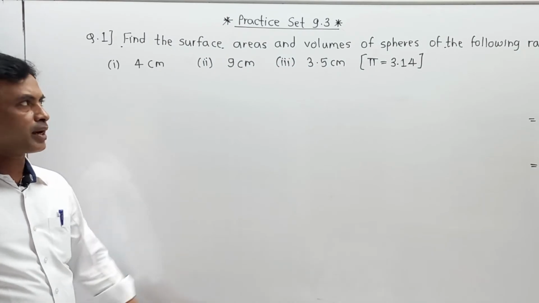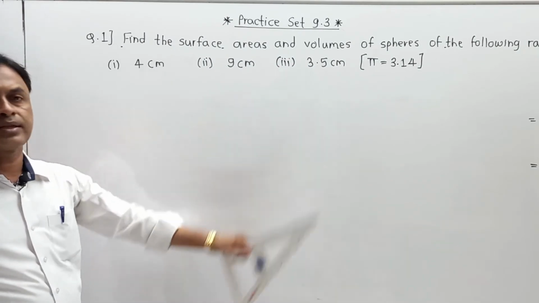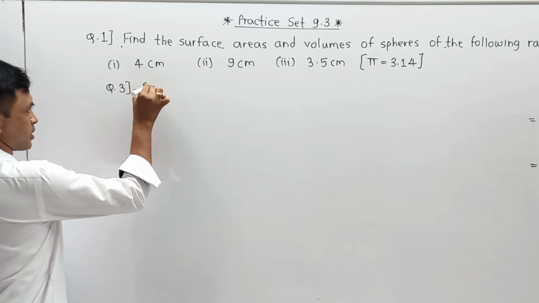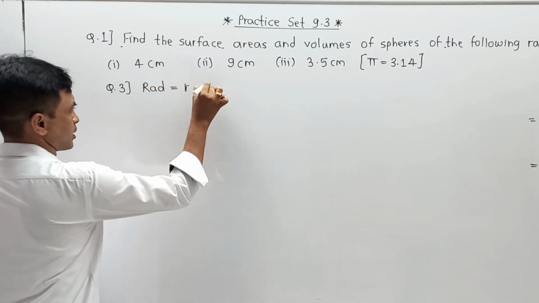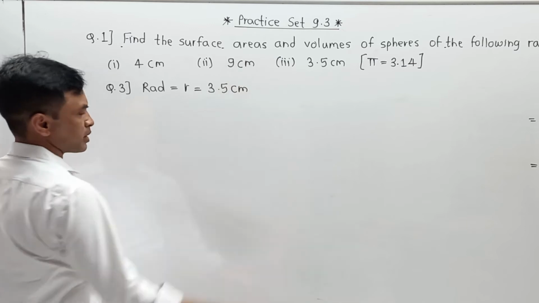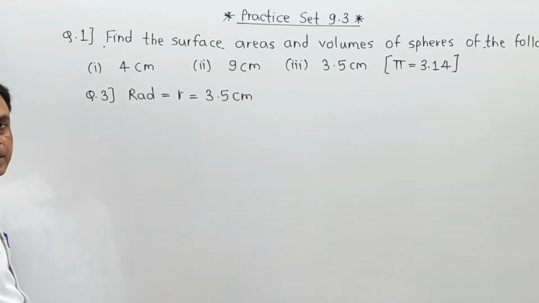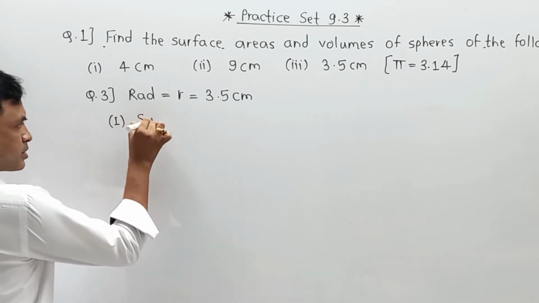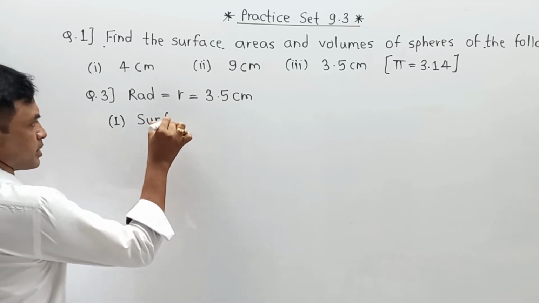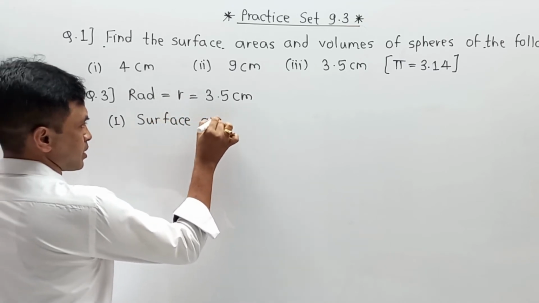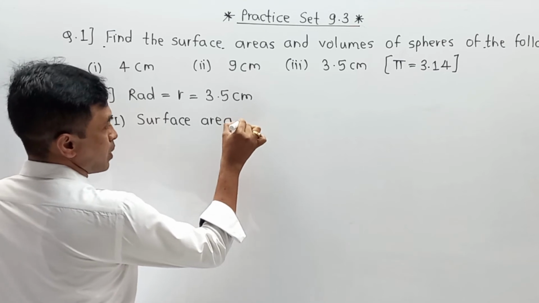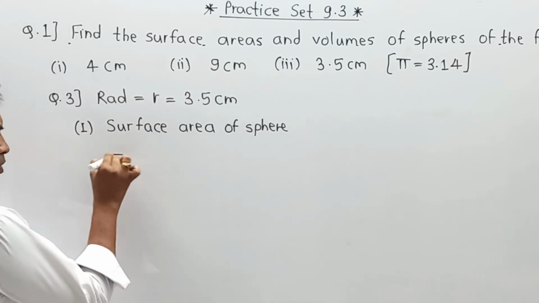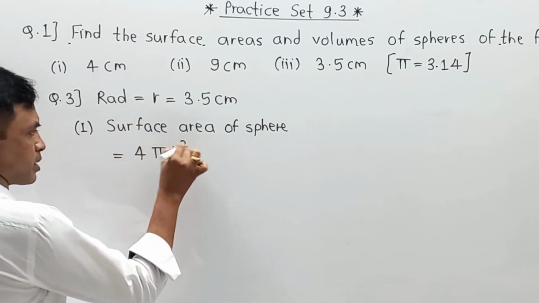Now question number 3, and the radius is 3.5 centimeter. So our question number 3, radius r is equal to 3.5 centimeter. Now first of all we have to calculate the curved surface area, or you can say surface area of sphere, and the formula is 4 pi r square.